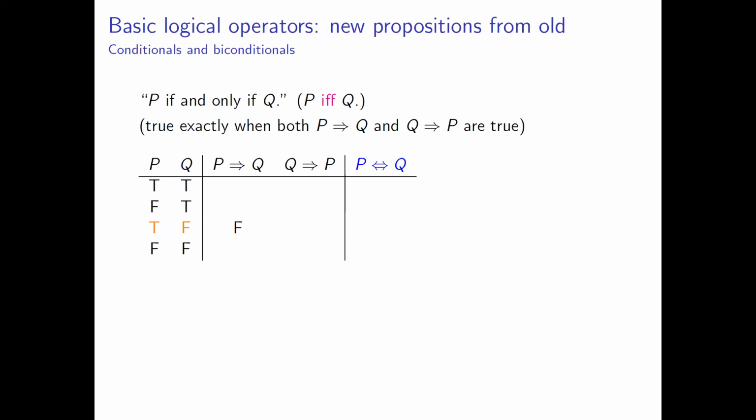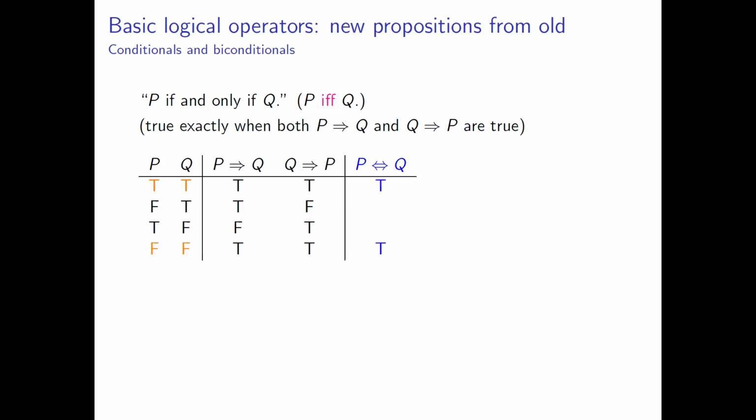As we just learned, the conditional if P then Q is false exactly when P is true and Q is false and is true in all other cases. Likewise, the conditional if Q then P is false exactly when Q is true and P is false and is true in all other cases.